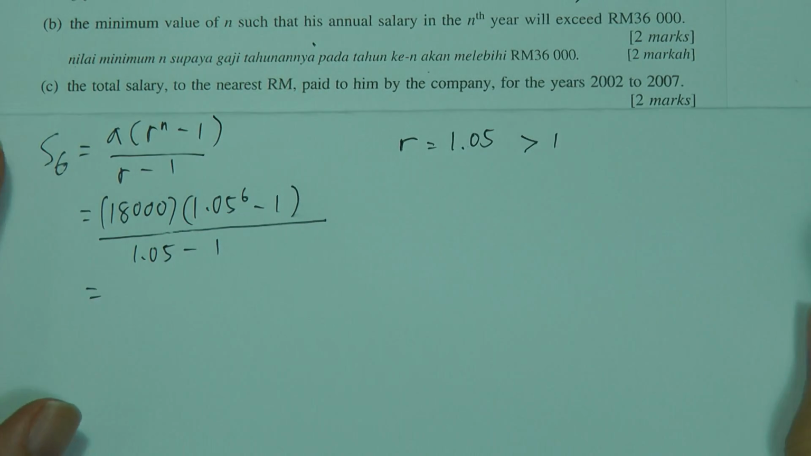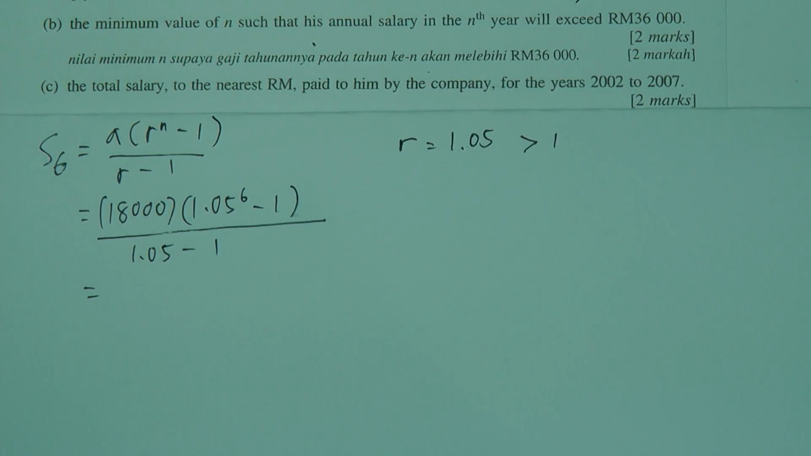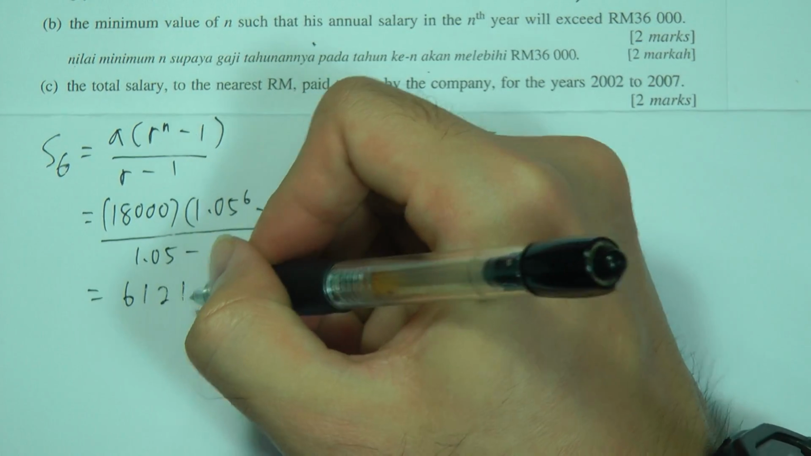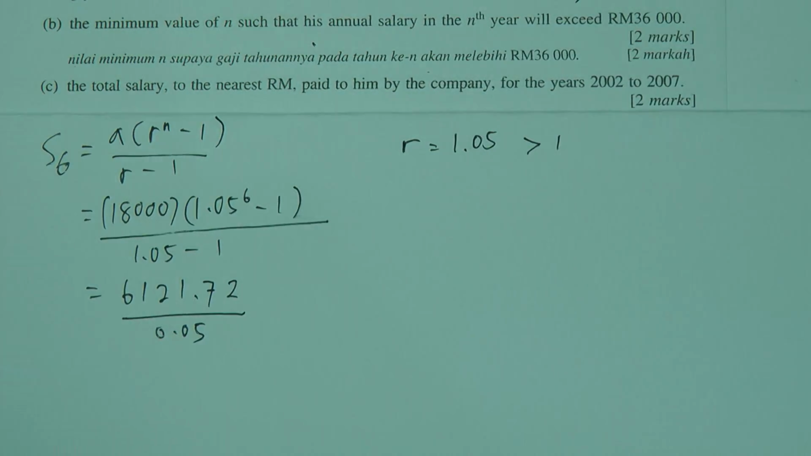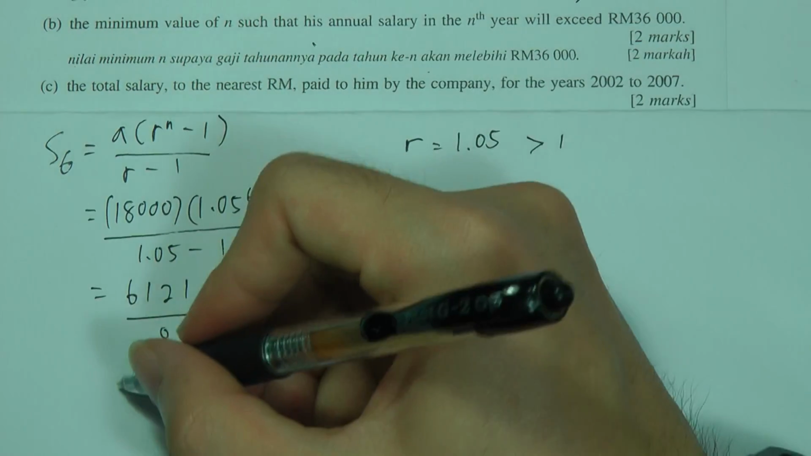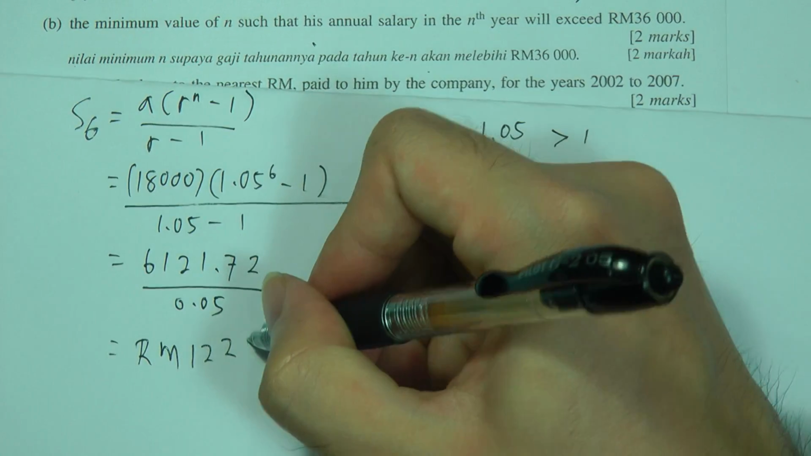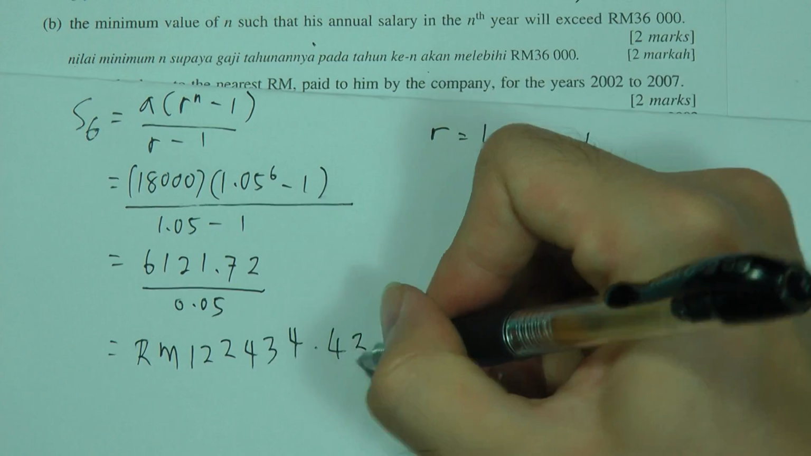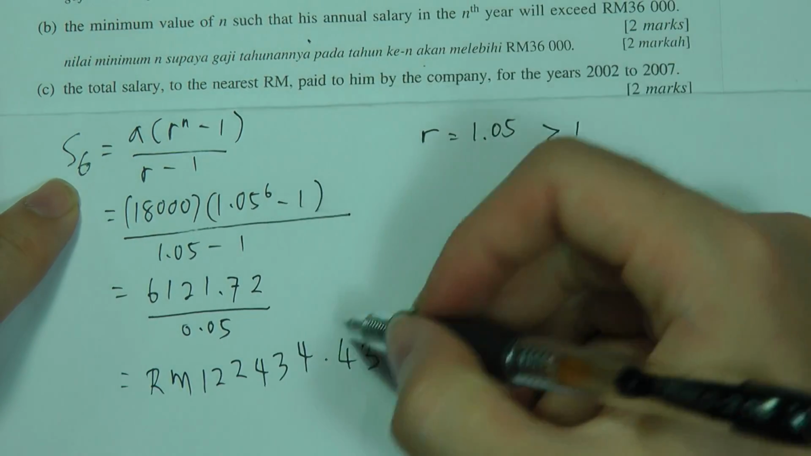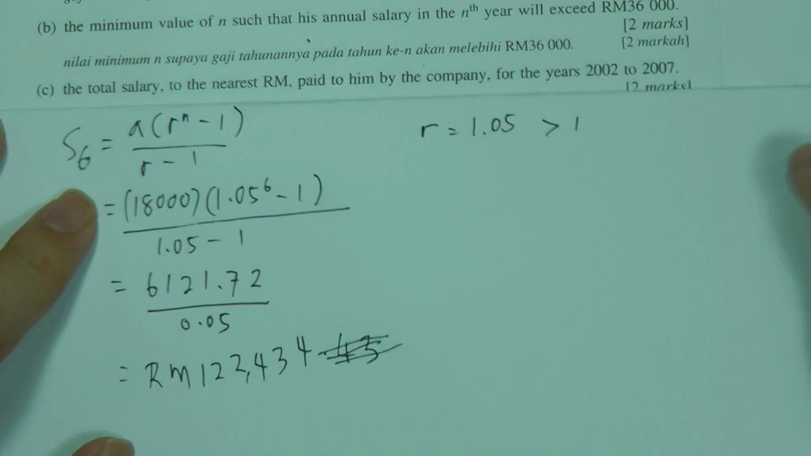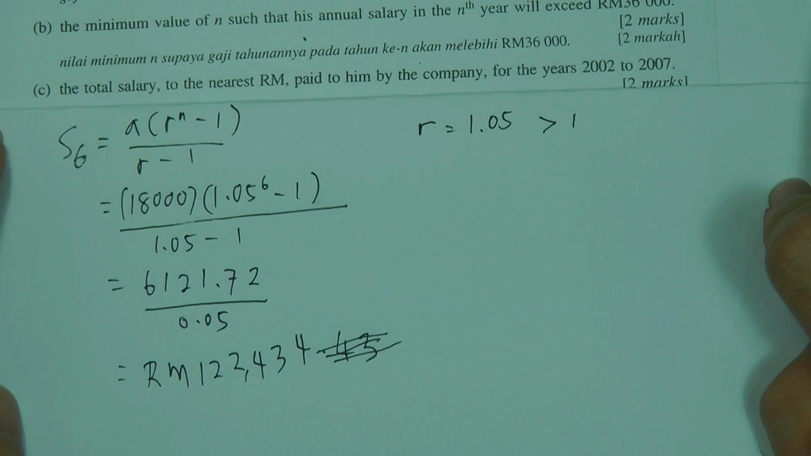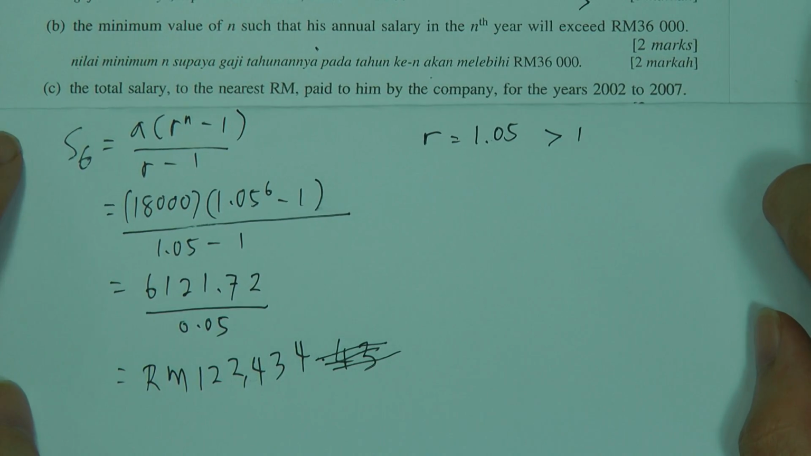So you just press the calculator. Let me press the calculator quickly because my calculator is running out of battery. Power of 6 and then minus 1, multiply 18,000, then I will get 6121.72. Divided by 0.05, so actually I will get RM122,434.43. When he says to the nearest RM, maybe you do not need to write about 0.43. So total for 6 years is about 122,434 ringgit. This is the meaning of this question.